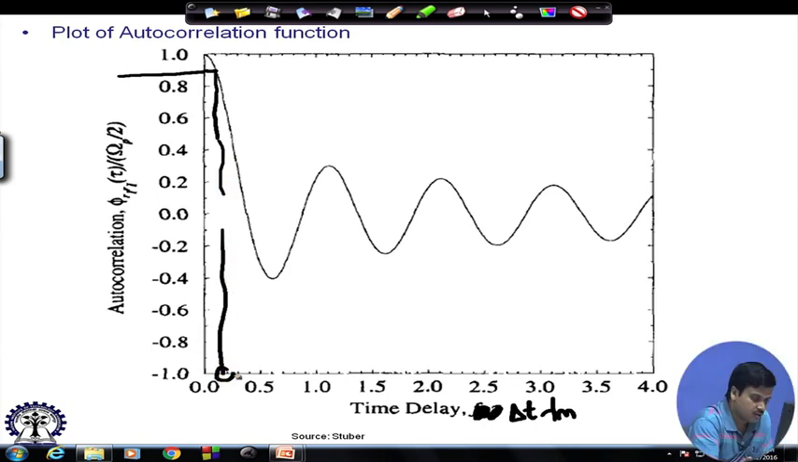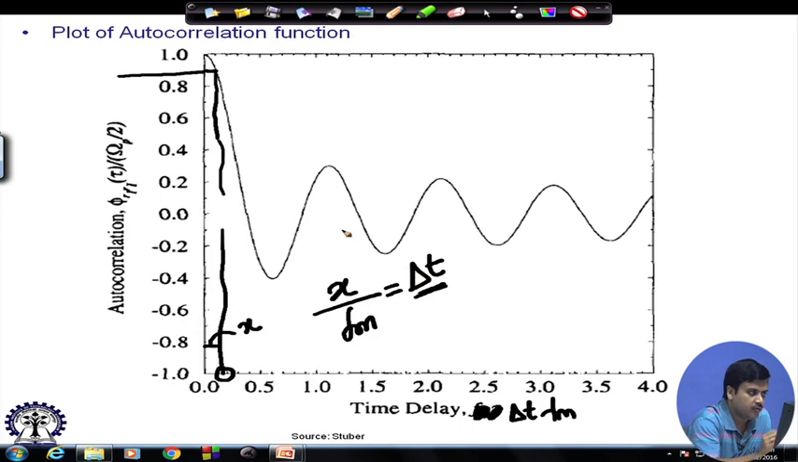Once I have read this off, I know this is x, let us say. So, I would take x divided by fm to give me delta t. This delta t, corresponding to this value, would give me delta t 0.9.